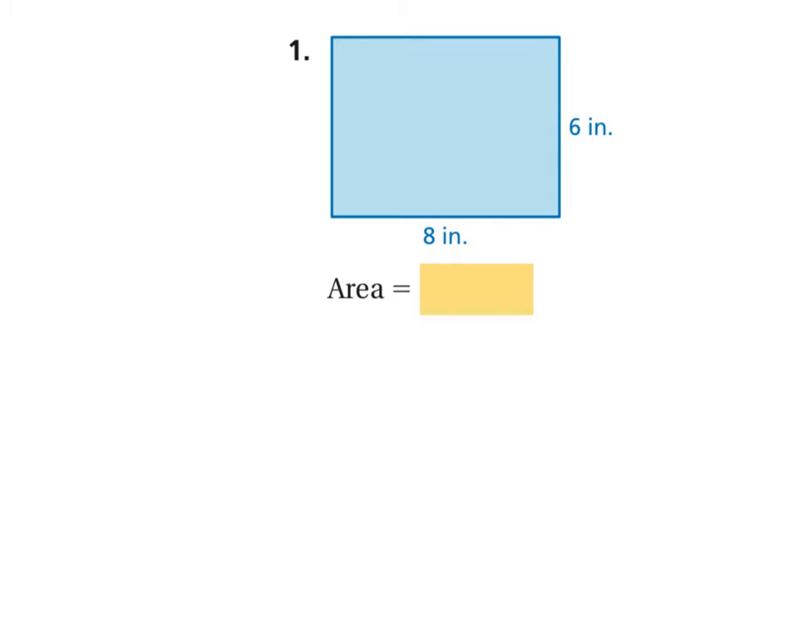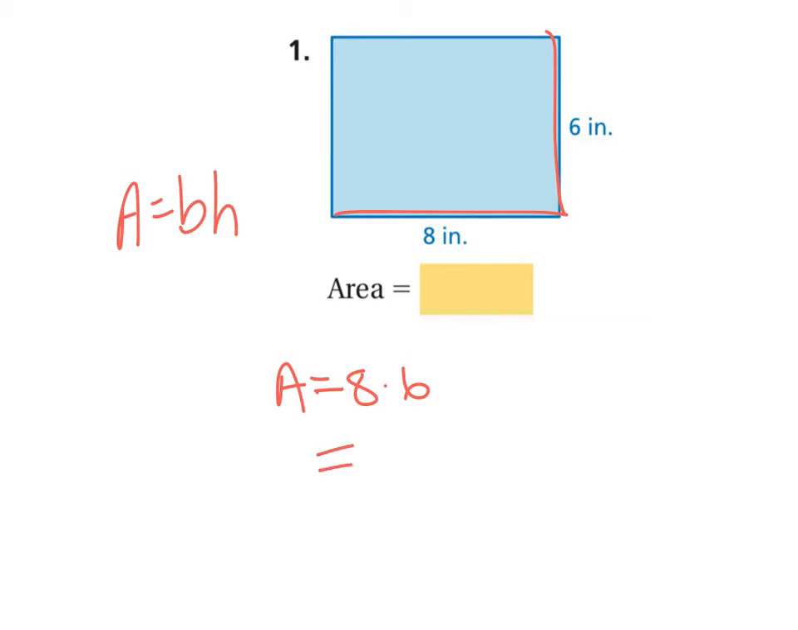All right, let's practice with a rectangle first. So rectangle formula is area equals base times height. Don't have to put the times symbol. When you have a letter next to a letter, it means multiplication. So base times height. So the area of this one would be 8 times 6. Well, 8 times 6 would be 48. So the area of this shape is 48 inches squared.